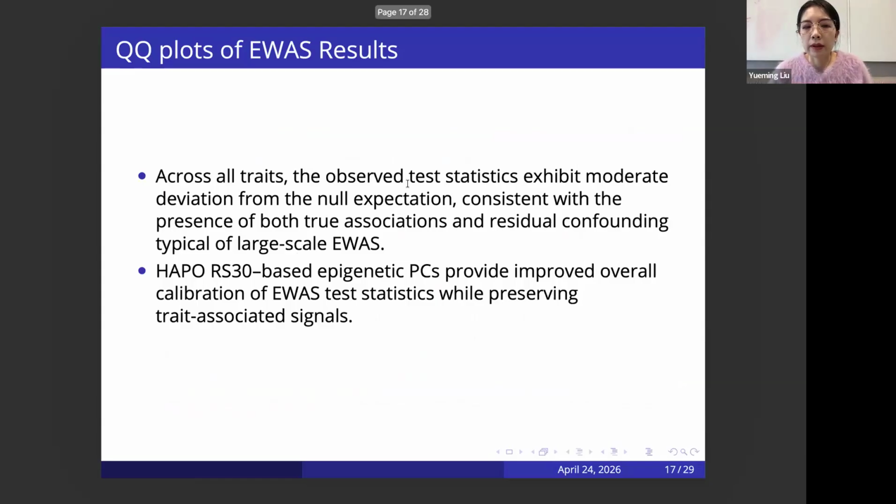And of course, across all trees, the observed test statistics show moderate deviation from the null expectation, which is consistent with the presence of both true associations and residual confounding typical for large-scale EVAs.